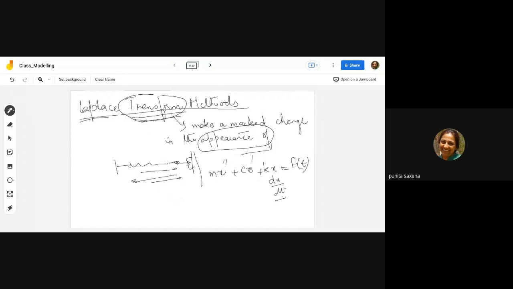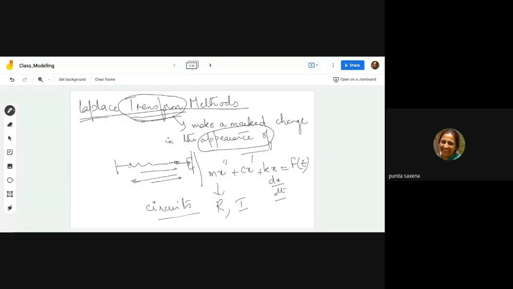Similarly, we have similar kinds of equations when we are studying circuits, the movement of current in a circuit. That depends upon many things, right? It depends upon the resistance, it depends upon the current flow, and many more things.